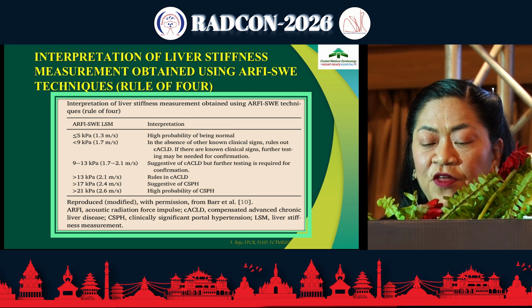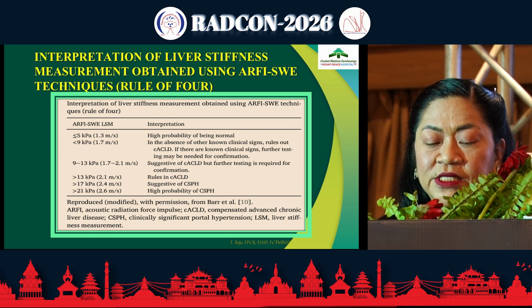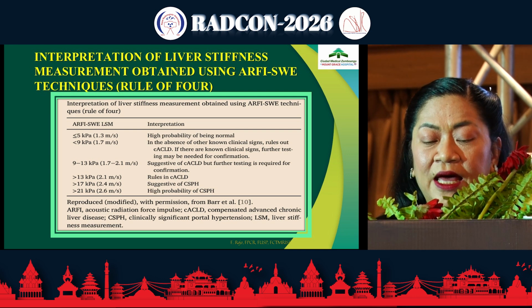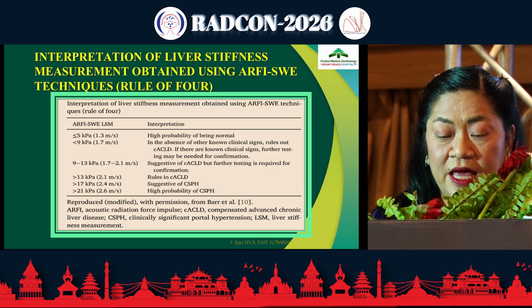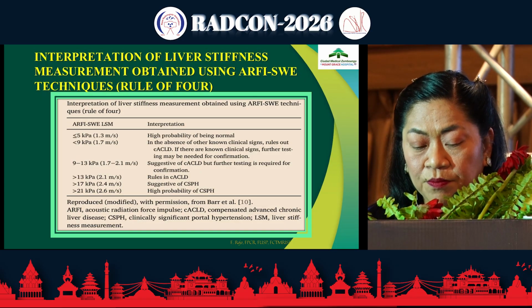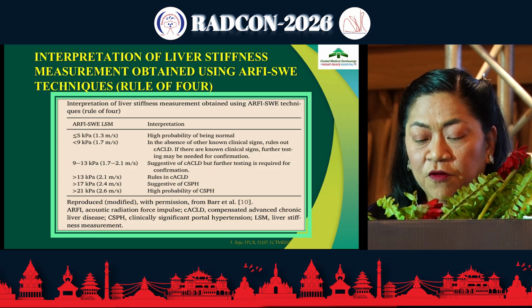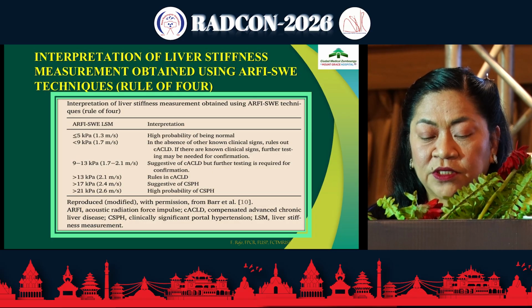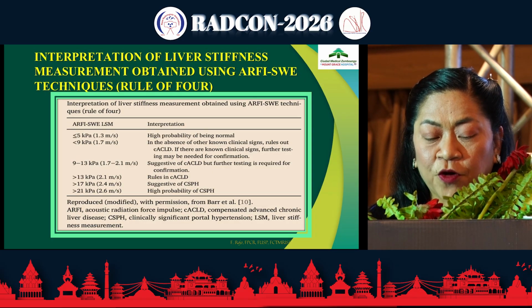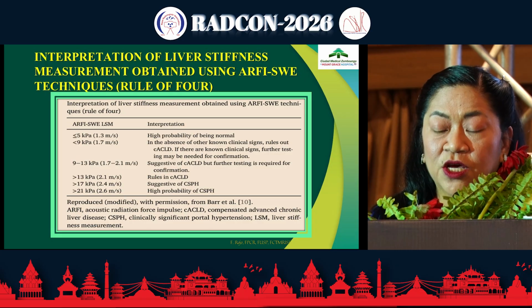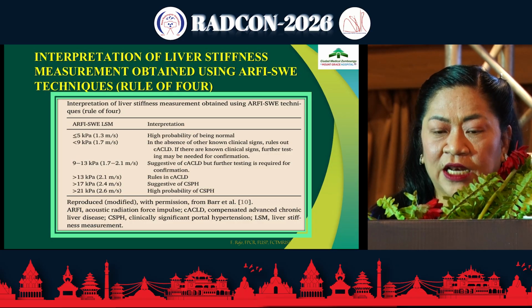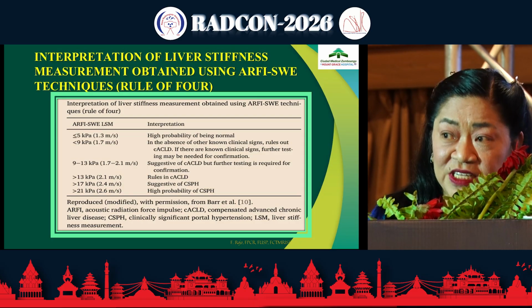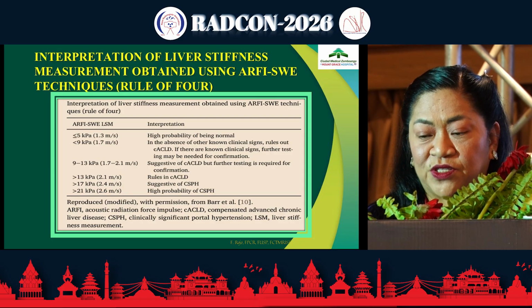In the absence of other known clinical signs, it rules out compensated advanced chronic liver disease. And if above this, further testing may be needed. And if we're already at 13, that means you're already ruling in compensated advanced chronic liver disease. And if you're at 17, that means you already have cirrhosis. So I just put this one.